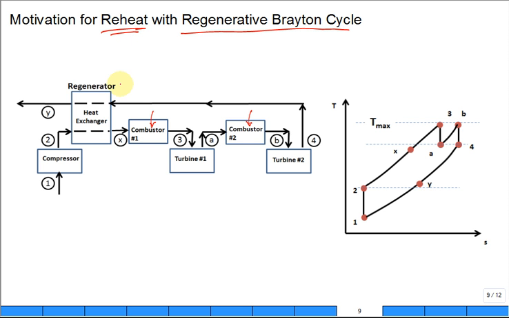So we're going to leave that heat exchanger here. That's great for performance, and heat exchangers are pretty simple devices, right? The combustor, right here, you bring in more heat here and right there, all right? You have to have 2 turbine stages. What does it look like on a TS diagram?